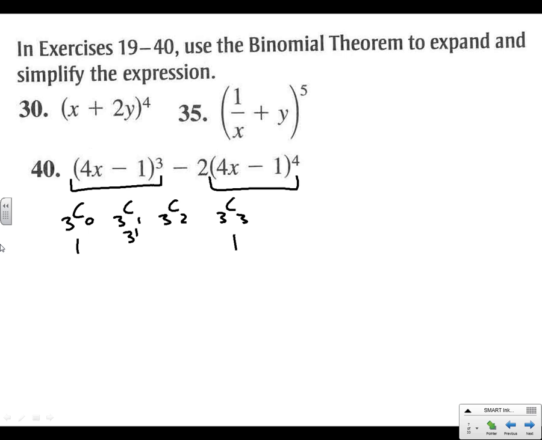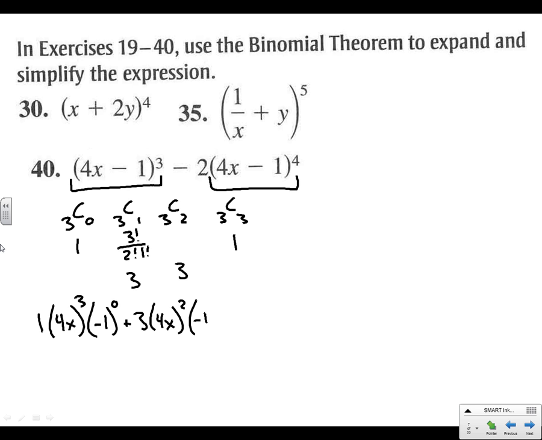Edges are 1. This is going to be 3 factorial over 2 factorial, 1 factorial, which is going to be 3. And so this is also 3. All right, so we've got our coefficients. 1, (4x) cubed, don't forget your (-1) to the 0, plus 3, (4x) squared, (-1) to the 1st, plus 3, (4x) to the 1st, (-1) squared, and finally plus 1, and we've got (4x) to the 0, and (-1) cubed.